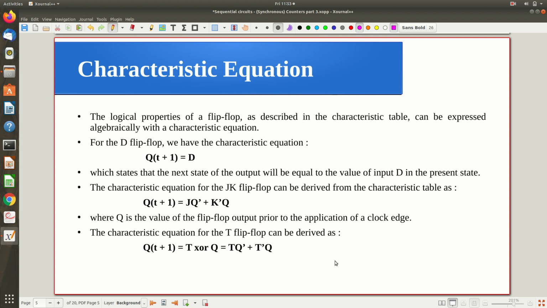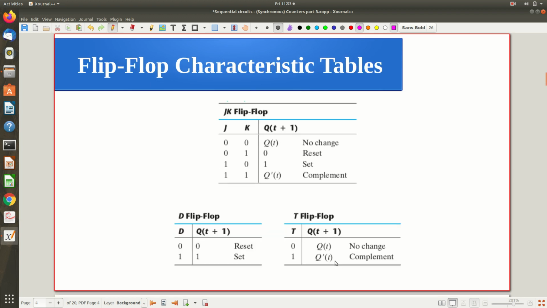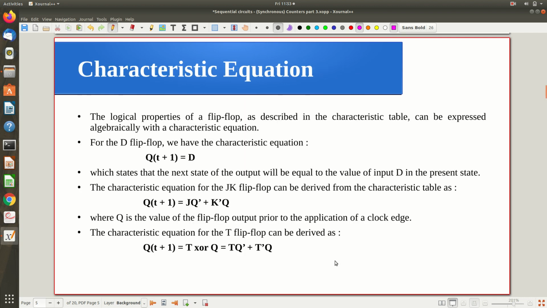It's a very simple concept. This characteristic equation is simply another way of representing the characteristic table. From this characteristic table only we are deriving the characteristic equation. Let me tell you how to come up with the characteristic equation of this JK, so that you can find out the others also.